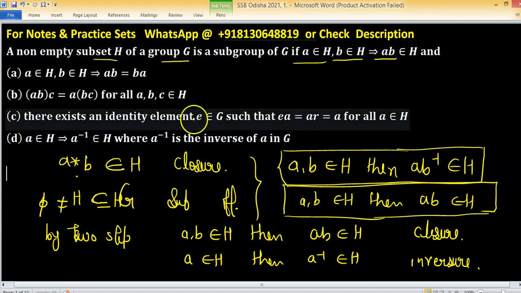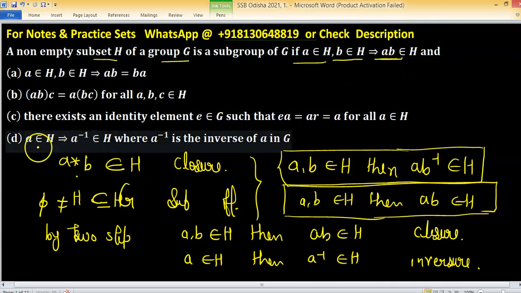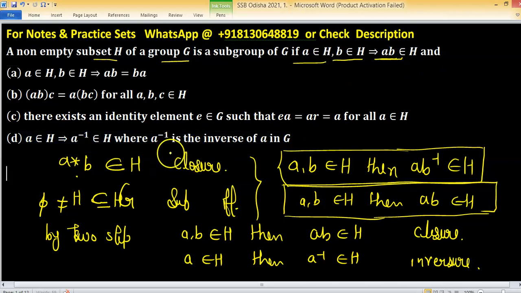Now according to this problem, closure property is given to you, and another property is given in option D, which helps you to prove inverse. So the right one is D.